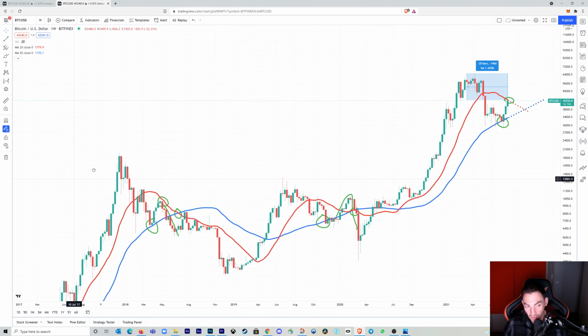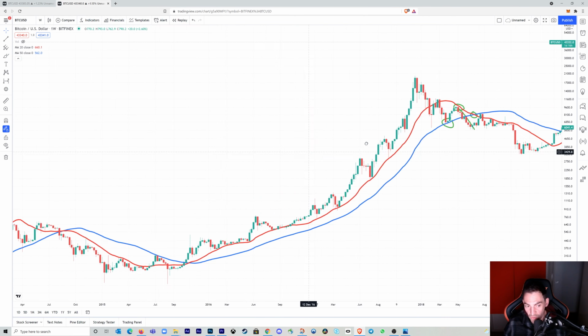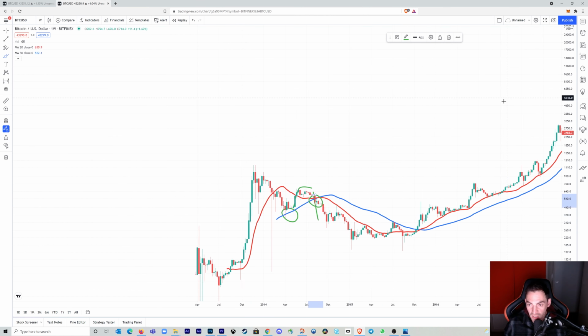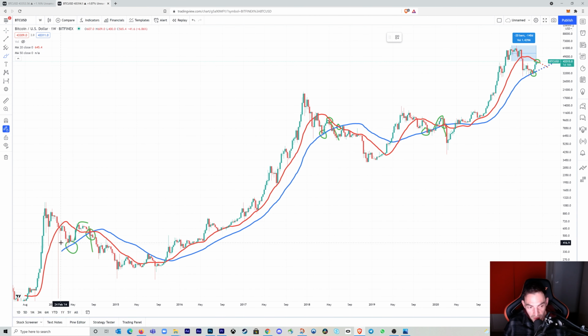Now, if we go back even further in time, let's have a look at 2013, 2014. So you can see here, we did a very similar thing. We bounced off the 50-week moving average. We got slightly above the 20, and then we went through it and created a death cross at the same time. So you can see this repeating pattern. It looks very, very familiar.